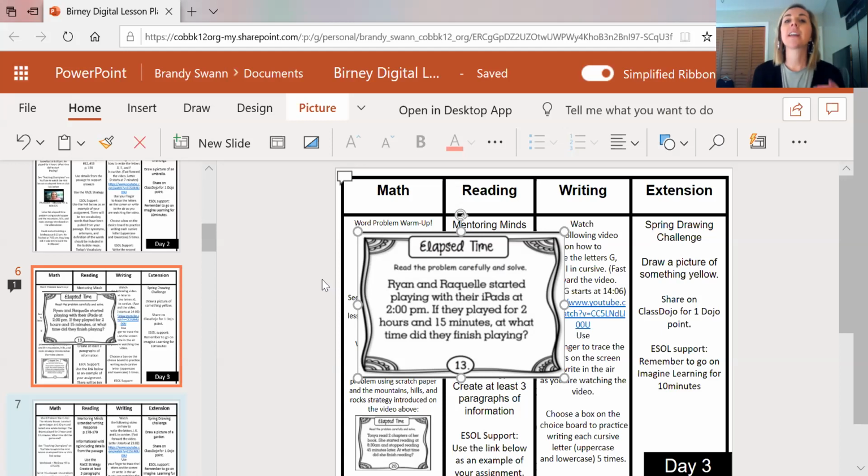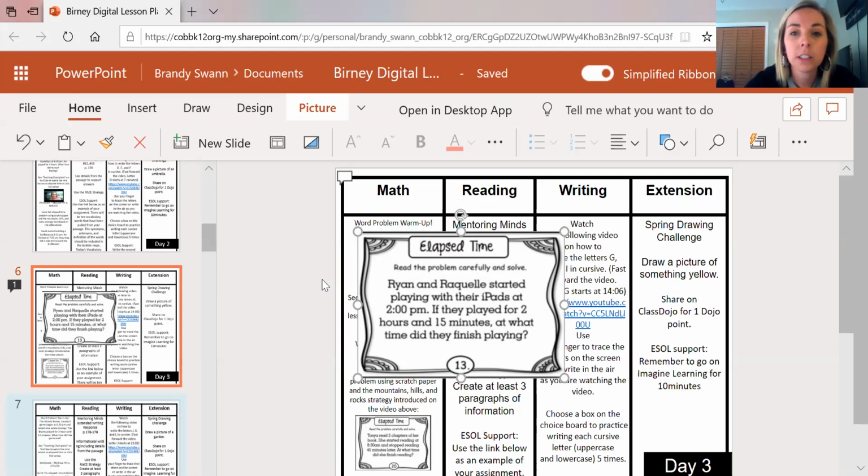I know a couple things by looking at this word problem. I know that they started playing at 2 p.m. I know that they played for 2 hours and 15 minutes. What I do not know is what time they stopped playing. That's what I'm solving for. So I don't know their finish time. I'm going to start at the beginning of my number line and hop the amount of time that they played to see what time they finished playing.